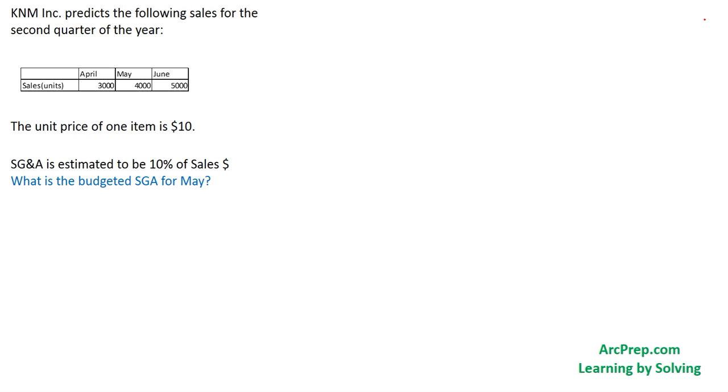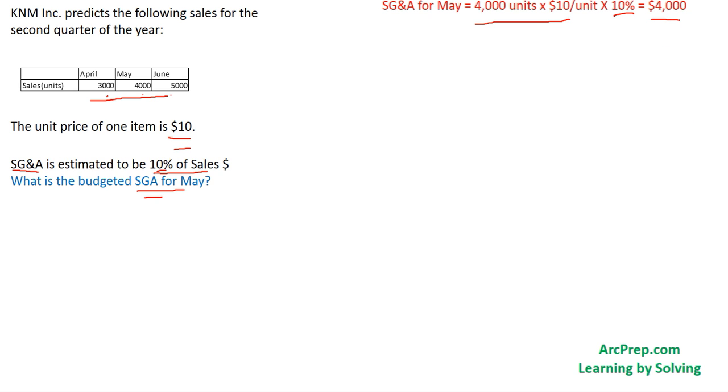Now we are going to continue down on the income statement, and we are going to have everything all together soon. But coming back to sales, the original problem, it was 3,000, 4,000, and 5,000. Unit price was $10. And selling, general, and administrative is estimated to be 10% of dollar sales. And what is SG&A for May is the question. My total dollar sales in May is $40,000, 4,000 multiplied by $10 per unit, and 10% of it is SG&A right here. So for SG&A, I'm expecting to spend $4,000.